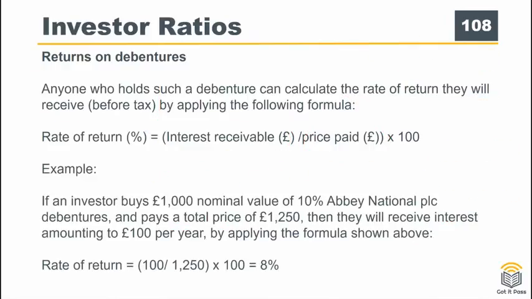And here is an example. If an investor buys £1,000 of nominal value of 10% Abbey National PLC debentures and pays a total price of £1,250 for it, then they will receive interest amounting to £100 per year. By applying the formula shown above, the rate of return is 8%. Because here is the price you pay, and here is the interest receivable.